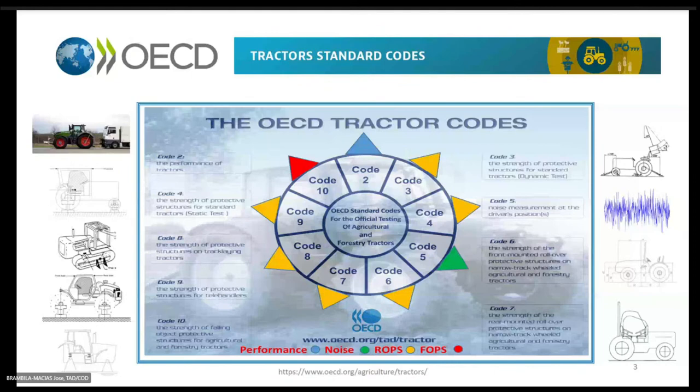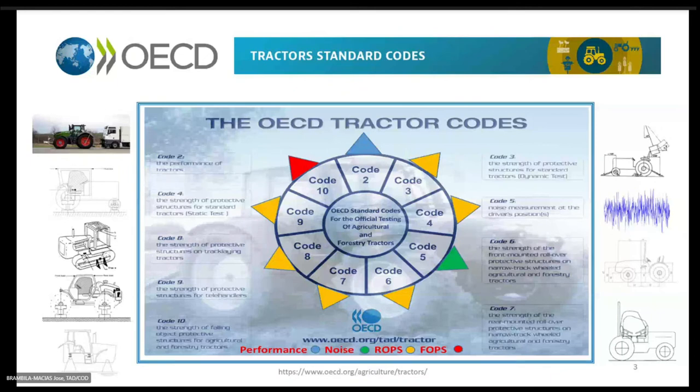All the other codes, code 3, code 4, until code 10, are our safety codes. These are pass or fail. We want to guarantee that the tractor is safe enough to guarantee the survival of a tractor driver in case of an accident. The most common accident is a rollover of the tractor.